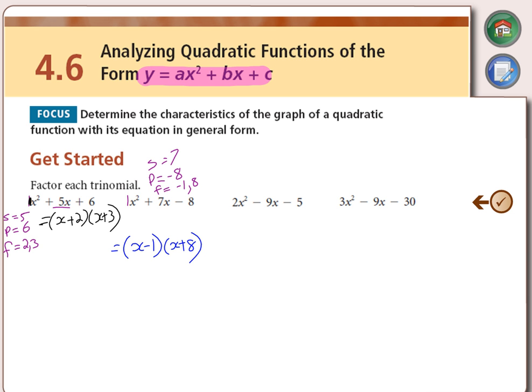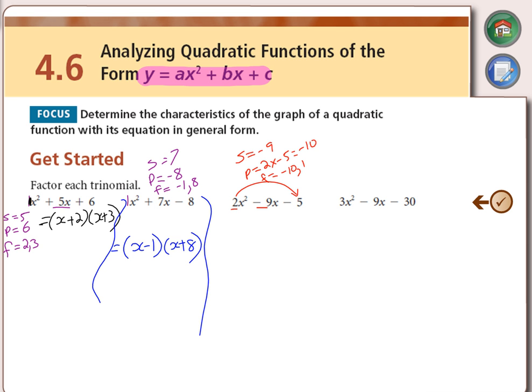I'm going to go through the decomposition method. There are other methods of factoring, but I'm going to focus on decomposition here. Our sum, again, is that middle term, the negative 9. Our product, the 2 times the negative 5, which gives us negative 10. We're looking for two numbers that multiply to negative 10 and add to negative 9. And that's going to be negative 10 and 1.